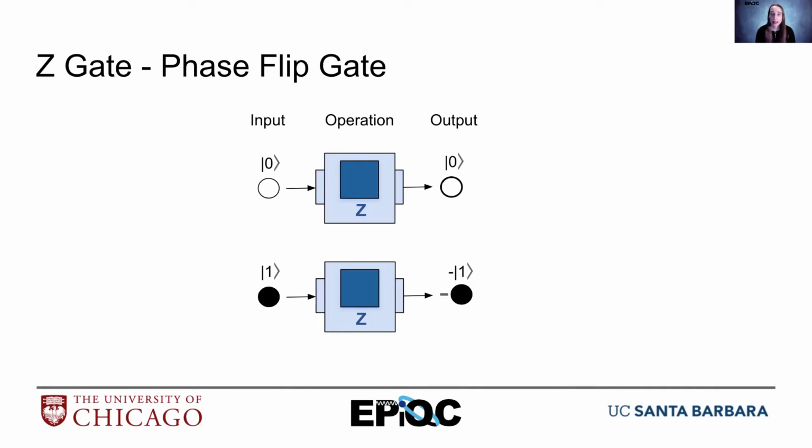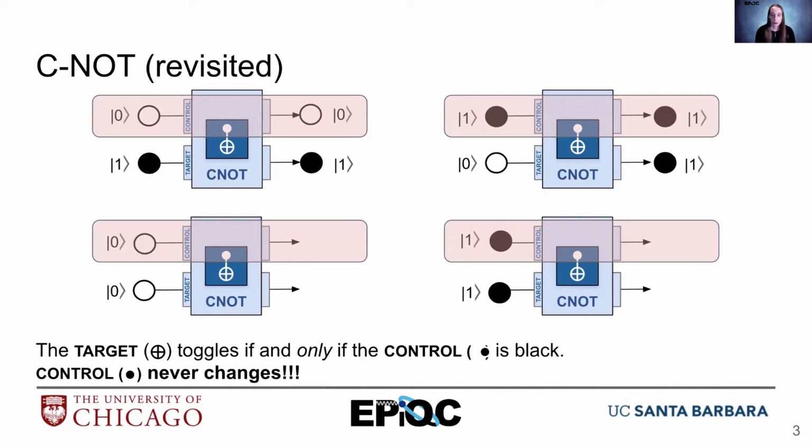What we want to see is, like the controlled NOT, what happens if we have a control on this. We remember the controlled NOT: as long as there is a white ball as the control, nothing changes. But if there is a black ball as control, then it flips the result.